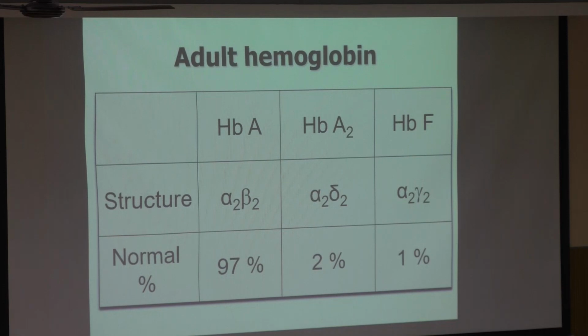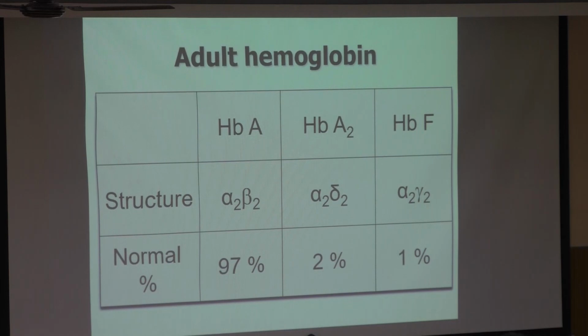Protein means amino acid sequence. There are 2 types of globin chains, alpha and beta, which are chains of amino acids. Hemoglobin A contains alpha 2, beta 2, so there are 2 chains of alpha and 2 chains of beta. Hemoglobin A2 contains alpha 2 and delta 2, and hemoglobin F, that is fetal, contains alpha 2 and gamma 2. In a normal person, if you take the blood and separate it on electrophoresis, A will be around 97%, A2 around 2%, and F less than 1%.